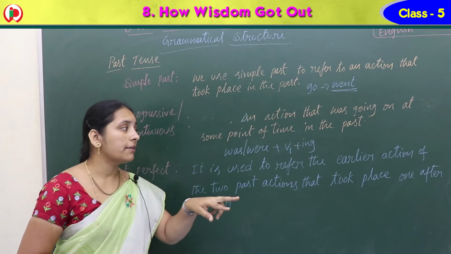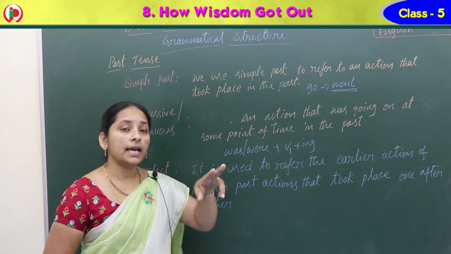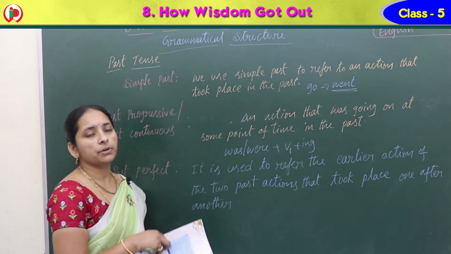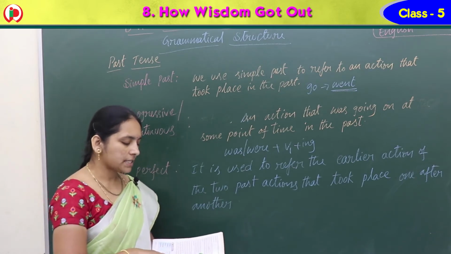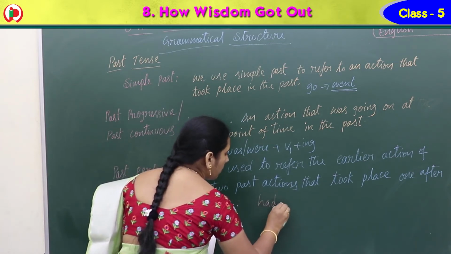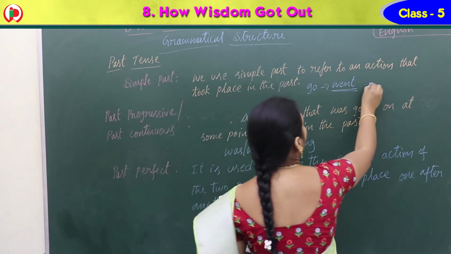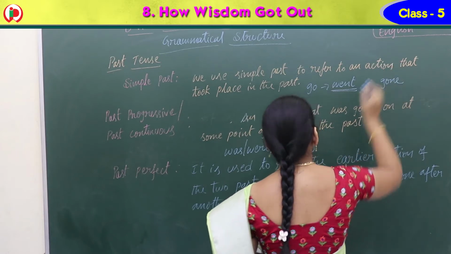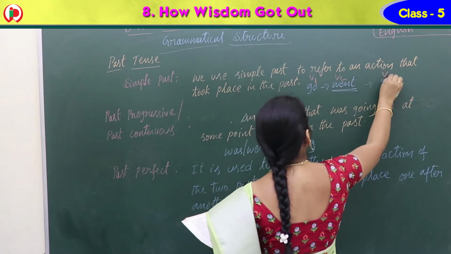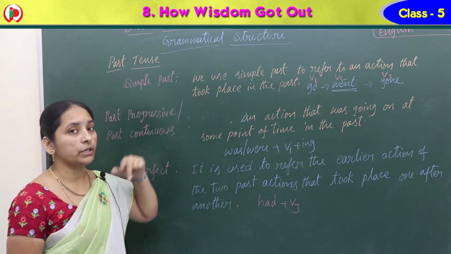When two actions happen one after another, we get the earlier action, that is the first action, and then the second action. That first action we should write in the past perfect. What can we write in the past perfect? Had plus V3 form. Suppose go, went, gone: this is V1 form, this is V2 form, this is V3 form. Okay children, you already have an idea about V1, V2, V3, I told you.